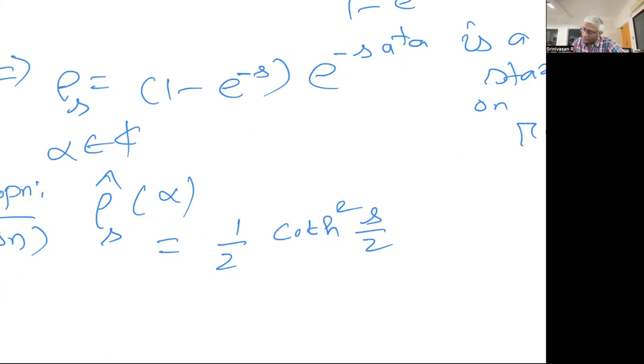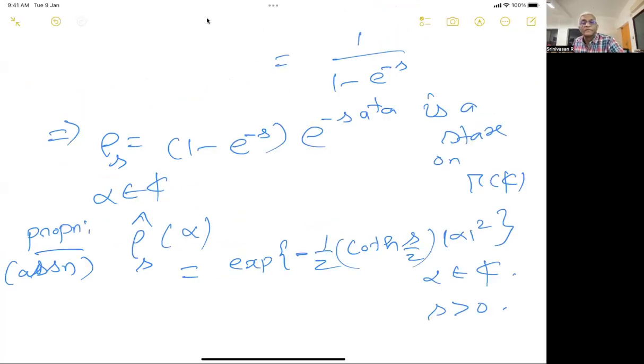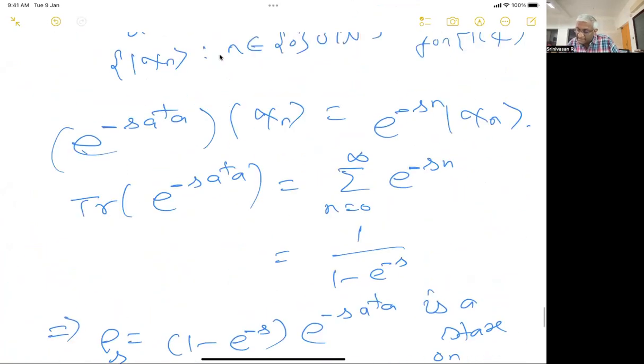And s is greater than 0. We are using s greater than 0. Of course, we want to get a bounded operator, so s should be greater than 0. This is only when s is greater than 0, since e power minus s a dagger a is then a bounded operator. If s is less than 0, it will be positive and will blow up.